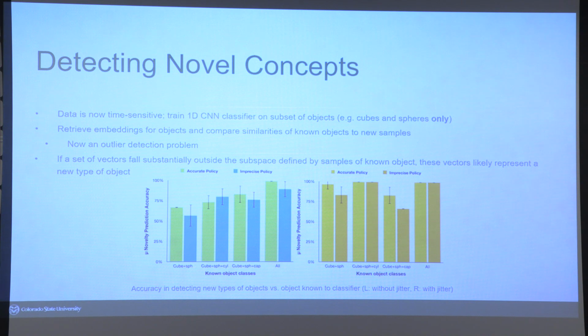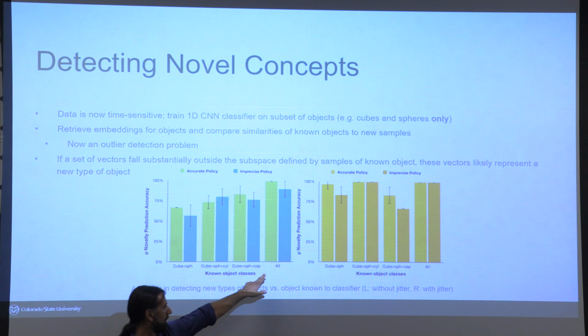So if a set of vectors falls substantially outside of the subspace or region defined by samples of a known object, they likely represent a new type of object. And so then what we do here is just try to detect which objects are new, given that our model has been trained on, say, a cube and sphere, or a cube, sphere, and cylinder, or a cube, sphere, and capsule, or all.